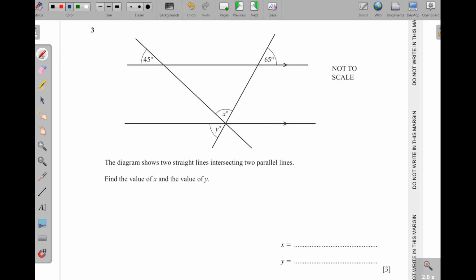Question 3 is coming from angles, and these are parallel lines. So on parallel lines, we should be in position to recognize the alternate angles. This one is equal to that. We should also be in position to recognize what we call the corresponding angles. This one here corresponds to this angle here, as well as this one here corresponding to this one.